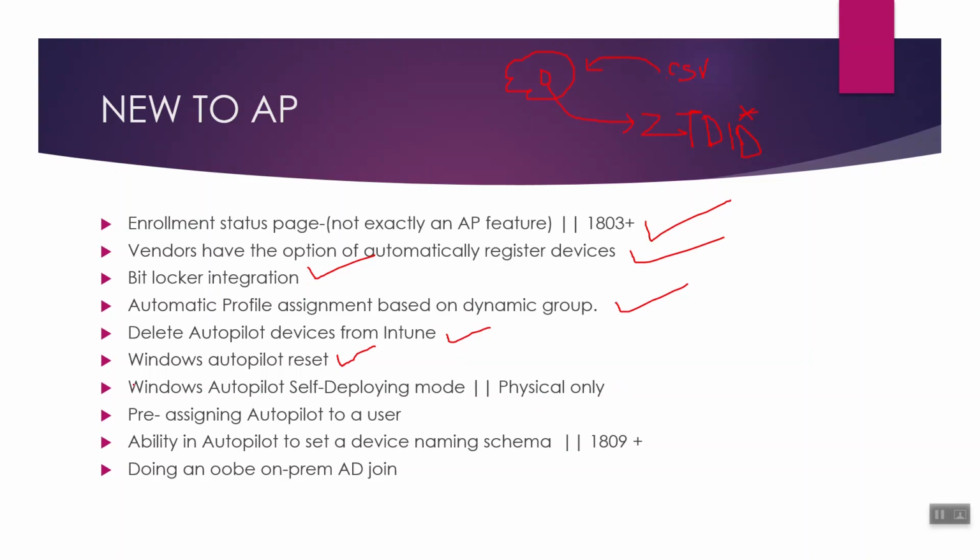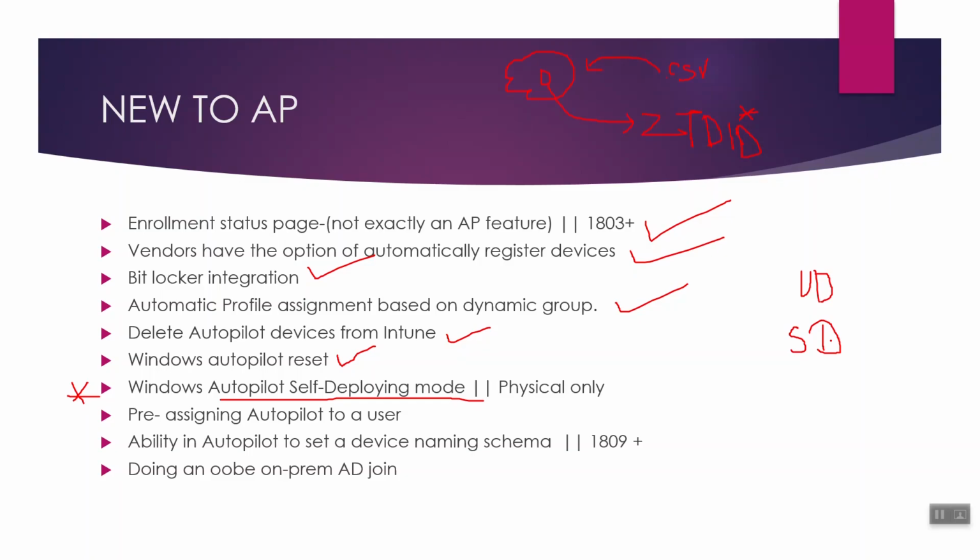Now the important part, the autopilot self-deploying mode. So when we are making an autopilot profile, we have an option of choosing a mode, the mode of the profile that we are trying to make. There are two modes. One is user driven and the other one is self-deploying. We will be taking a look at each of them when we walk through the portal, but autopilot self-deploying mode is the new one, the latest one.